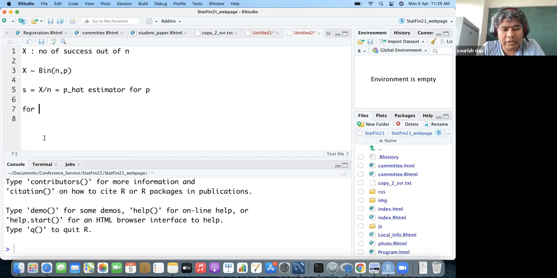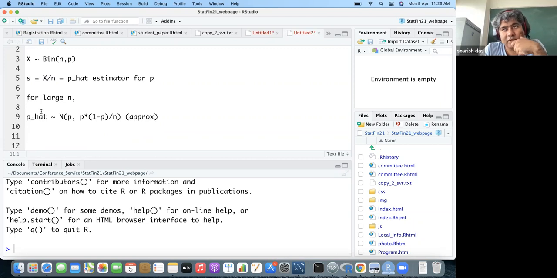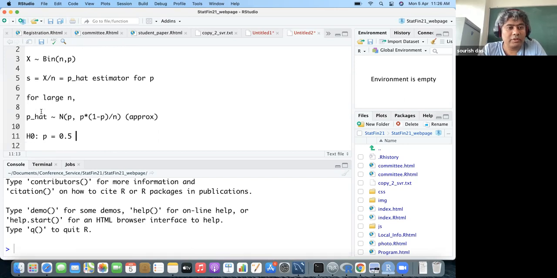Now, for large n, we know that p hat follows approximately normal with mean p and variance p times (1 minus p) by n. That is by the central limit theorem, approximately. Now, if you want to do testing of hypothesis, you want to use p hat as your test statistic. Suppose your null hypothesis is p equal to, say, 0.5, versus some alternative.